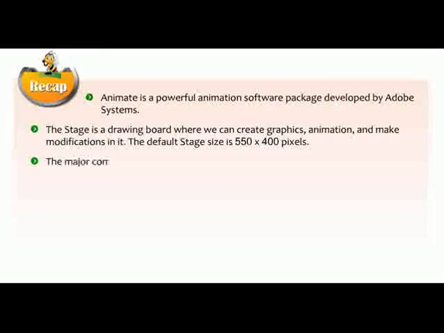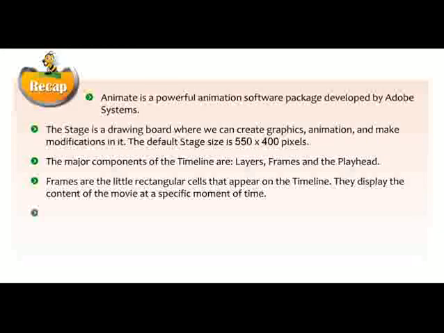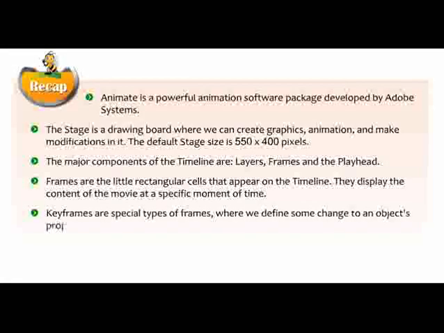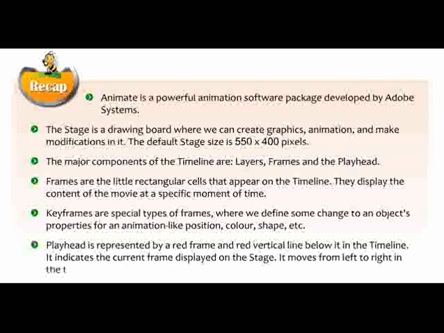The major components of the timeline are layers, frames, and the playhead. Frames are the little rectangular cells that appear on the timeline. They display the content of the movie at a specific moment of time. Keyframes are special types of frames where we define some changes to an object's properties for an animation like position, color, shape, etc. Playhead is represented by a red frame and red vertical line below it in the timeline. It indicates the current frame displayed on the stage. It moves from left to right in the timeline as the movie proceeds through the frames.